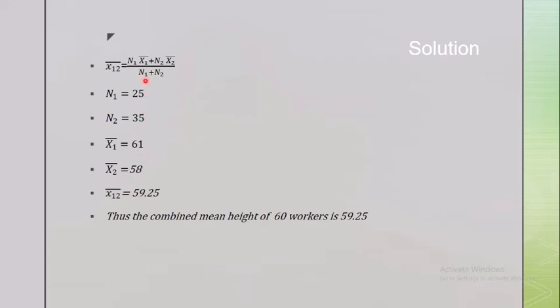Now you just have to substitute all these values in this particular formula. You will get 59.25, and that is the combined mean height of 60 workers. And what was that in this case? 59.25. I hope you all have understood the class.